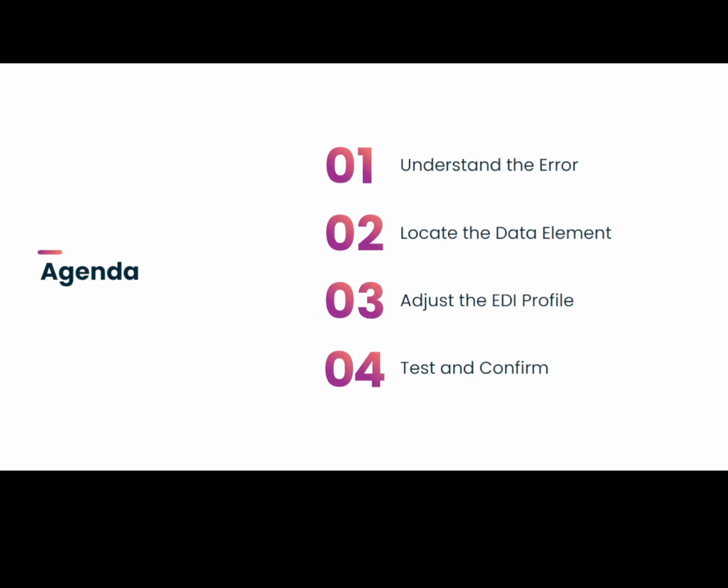Here's what we'll be covering today. First, we'll understand the error and its context. Next, we'll locate the problematic data element in the EDI profile. Then, we'll walk through how to adjust the EDI profile. And finally, we'll test the configuration to confirm the issue is resolved.